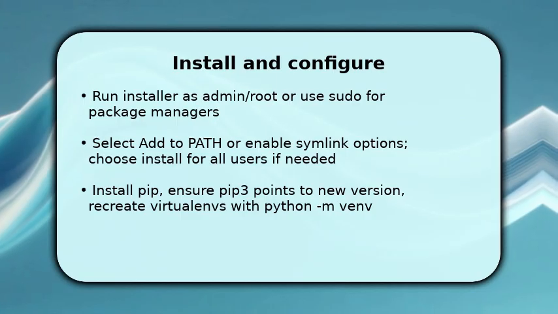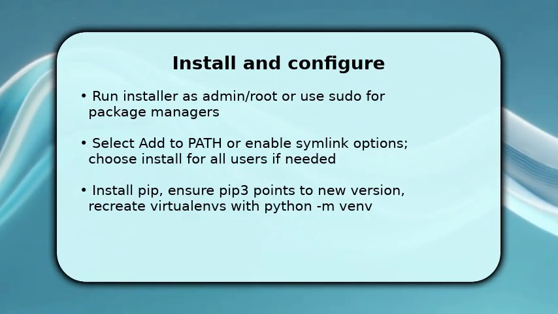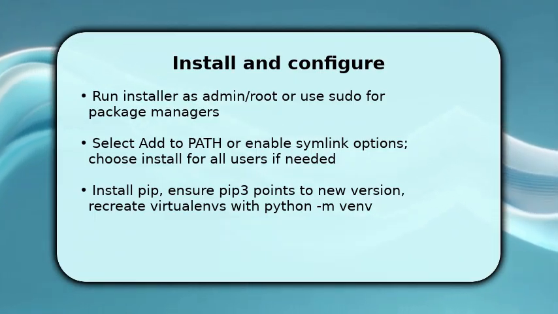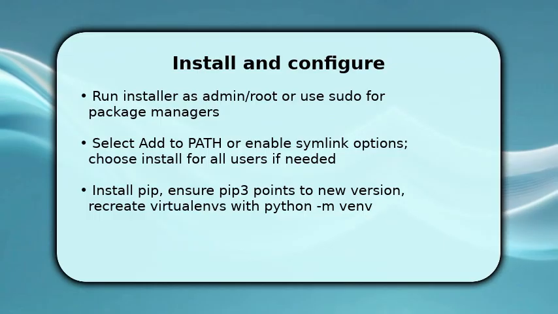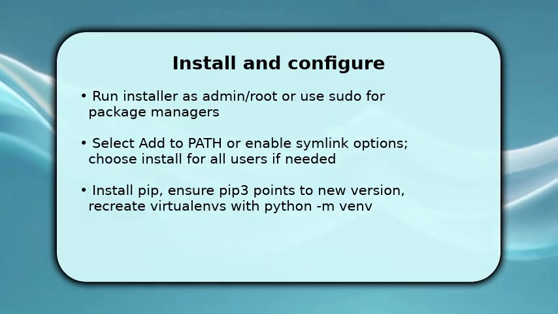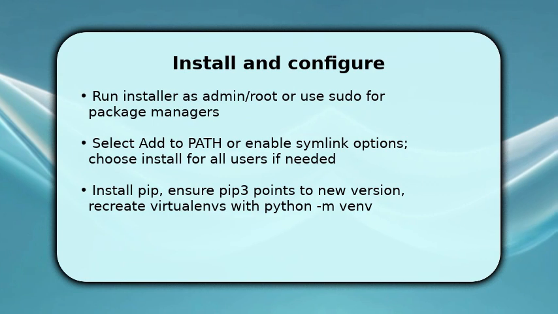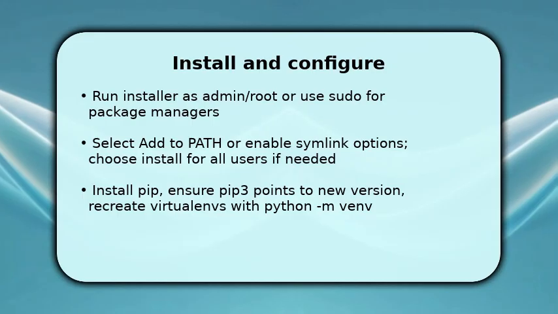Follow prompts closely. You must choose add to PATH or enable symlinks so the new Python command is accessible. Select install for all users if your workflow requires it. After installation, verify pip and pip3 map to the updated interpreter and recreate virtual environments using python -m venv to avoid mixing interpreters. This step ensures scripts use the new runtime rather than the old system copy.